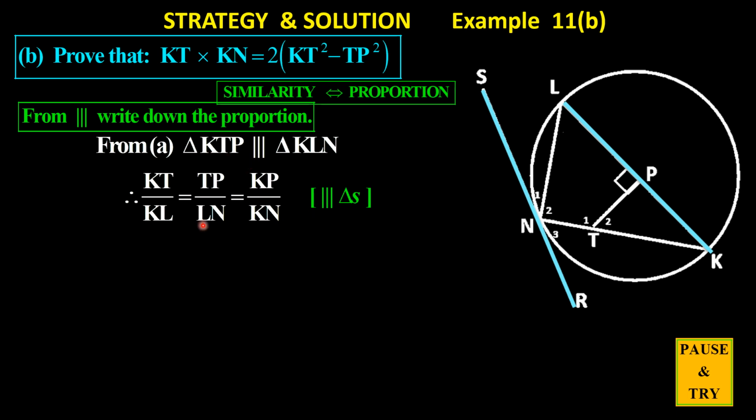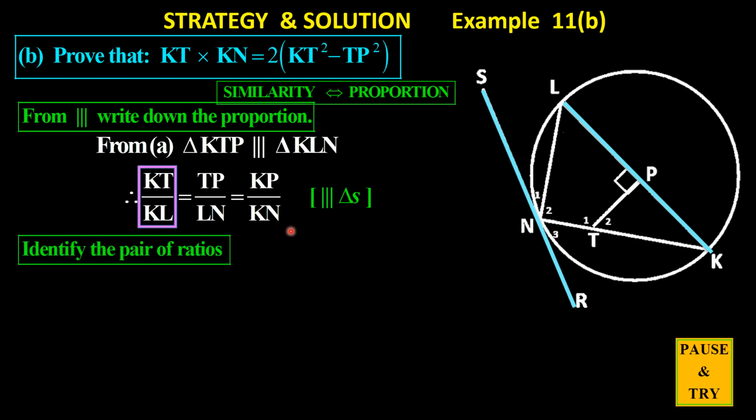Now we just need to see which pair do we need. We need a KT and a KN. So I need the KT and I need the KN. So those are the two pairs that we're going to need. I need a fraction with a KT in, and I need the fraction with a KN. We can then cross multiply them, and then we get KT times KN equals KL times KP. And we know we don't want a KP, so we'll have to replace the KP. We don't have KL, so we have to replace it.